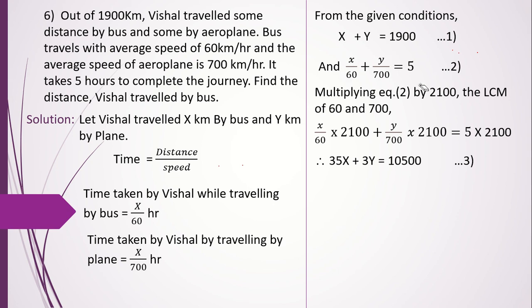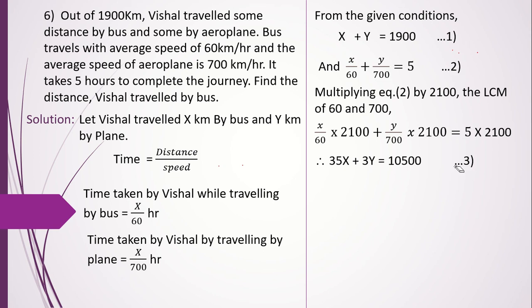First thing I did, I tried to get rid of the fraction because here we have a fraction. So to get rid of the fraction, I am multiplying equation number 2 by 2100. Why did I choose this? Because it is the LCM. It is divisible by 60 and also by 700. That's why I have chosen this number. So I got 35x plus 3y is equal to 10,500 after solving this further. So I got equation number 1, and this is my equation number 3.